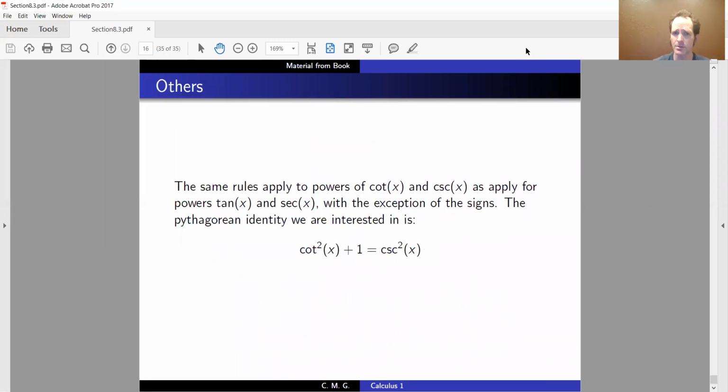The same kind of rules will apply to powers of cotangent and cosecant, with the exception of some of the signs. If you think about it, when I do the u substitution with tangent and secant, the derivative of tangent is secant squared, whereas the derivative of cotangent is actually negative cosecant squared. So I'm going to pick up a minus in my u substitution in the cotangent and cosecant situation. And the last thing, the Pythagorean identity we use here is going to be cotangent squared plus 1 equals cosecant squared. So you can develop these rules for cosecant and cotangent.